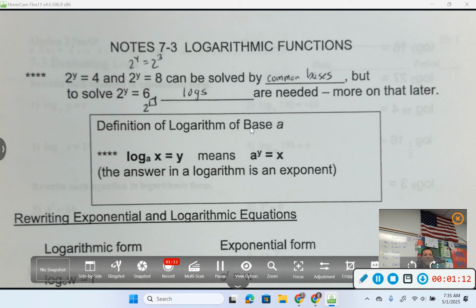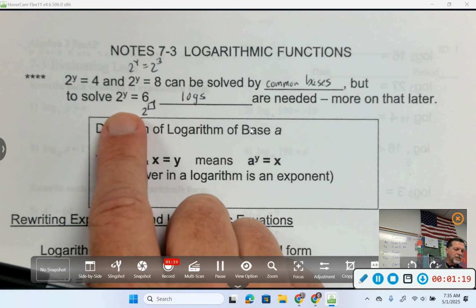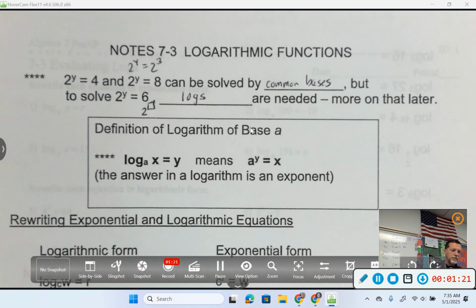More on that later. So that's sort of where we're headed, to be able to figure out if 2 to the y equals 6, well then what is y? Well, next week we'll figure out how to get there.